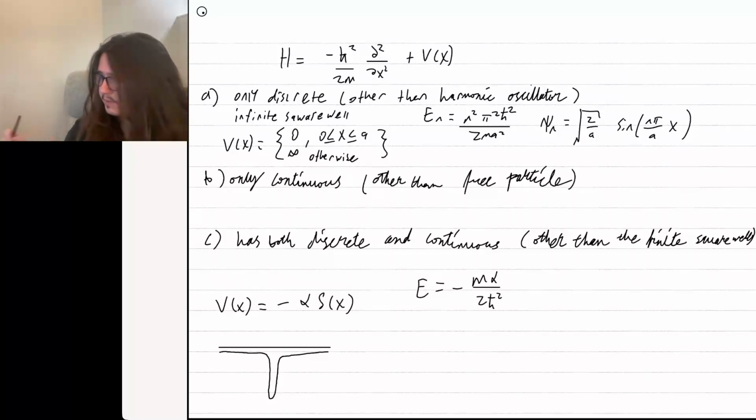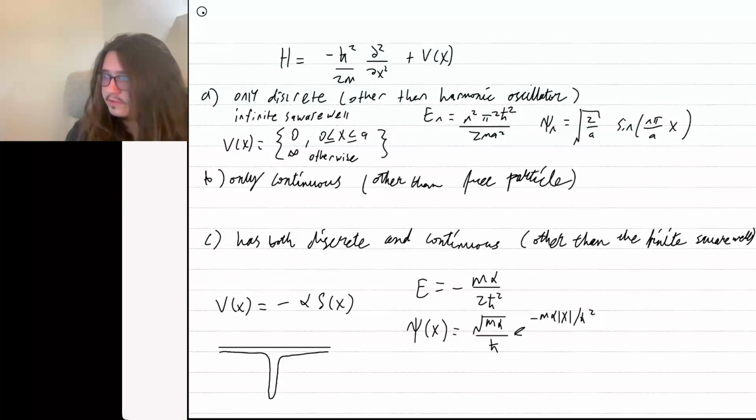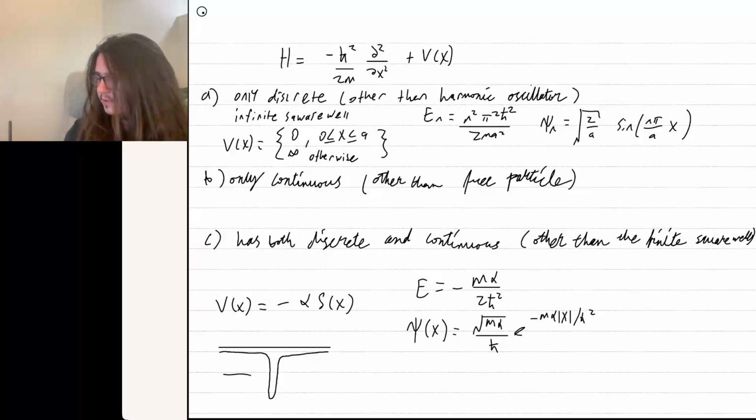So there's only one bound state with that energy, and the wave function for that is square root of m alpha over h bar. And notice that the eigenenergy there is negative, which is kind of interesting. So that means that the minimum potential here is actually minus infinity. So this negative energy is actually allowed to be here and have a normalizable wave function that corresponds to it, right?